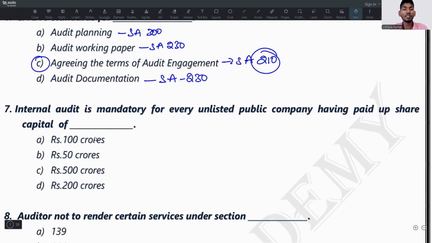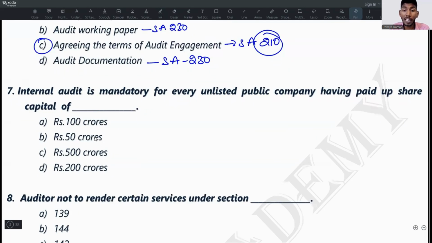Moving to the next question: internal audit is mandatory for every unlisted public company having paid up share capital of 100 crores, 50 crores, 500 crores, or 200 crores. Try to answer. We have discussed this point in the applicability of internal audit, right? The paid up share capital should be greater than or equal to 50 crores. We have simplified that information in a simple way. Paid up share capital greater than or equal to 50 crores, turnover greater than or equal to 200 crores, outstanding loans or borrowings greater than or equal to 100 crores, and outstanding deposits greater than or equal to 25 crores. So the right answer is 50 crores.